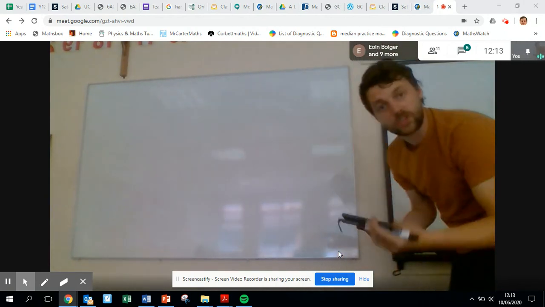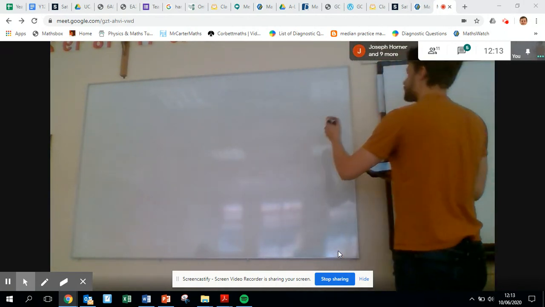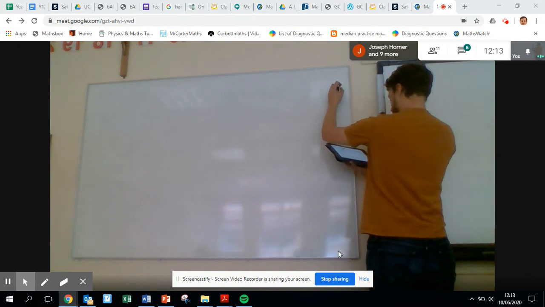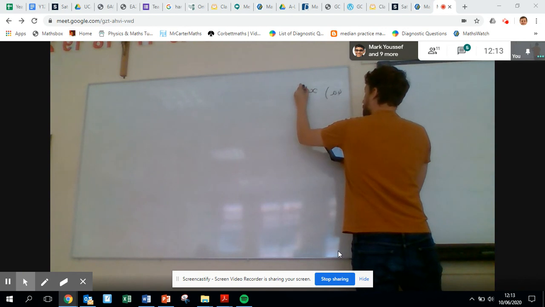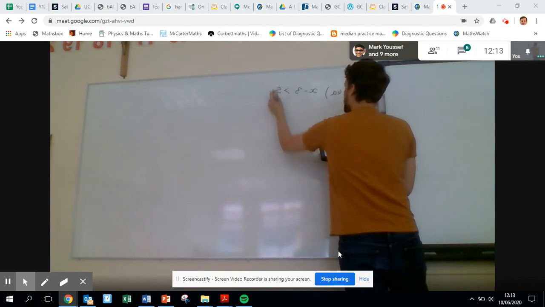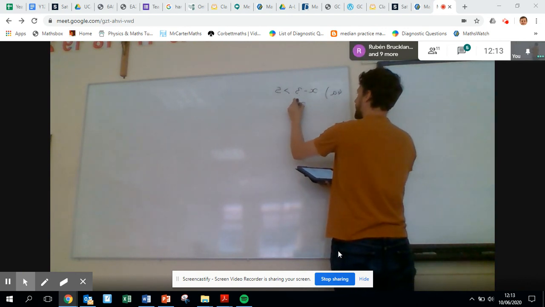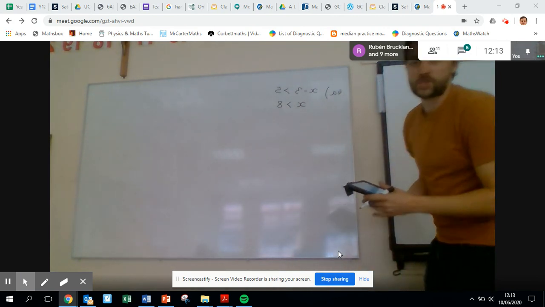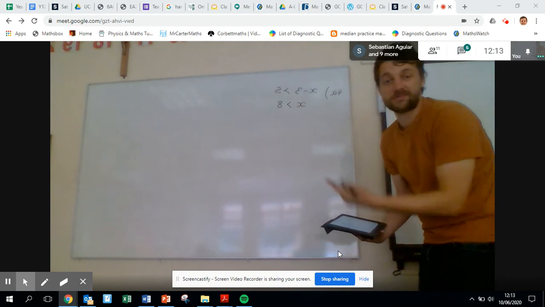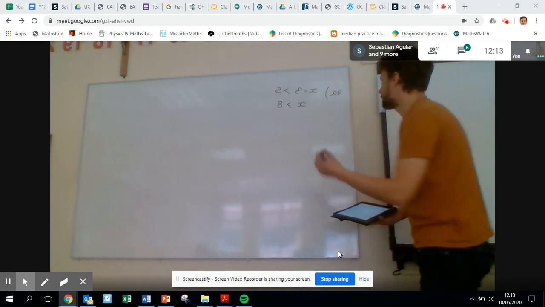So question 4 was solving linear inequalities. There's no quadratic part. So question 4a was x minus 3 is greater than 5. Add 3 to both sides. X is greater than 8. Much like a linear equation, we're just solving an inequality rather than an equation. So there's an inequality symbol, not an equal sign.